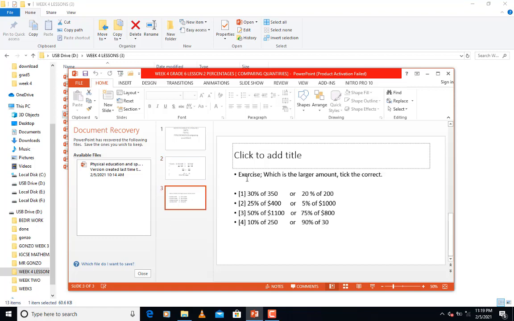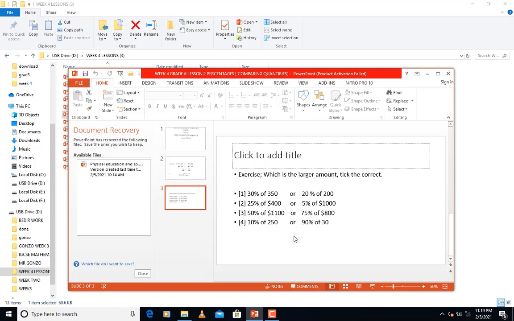In this exercise, which is the larger amount? Tick the correct one. 30% of 350 or 20% of 200. 25% of $400 or 5% of 1,000. 50% of 1,100 or 75% of 800. 10% of 250 or 90% of 30.